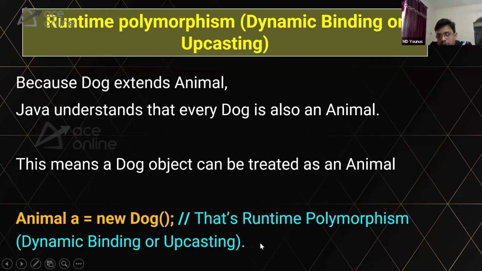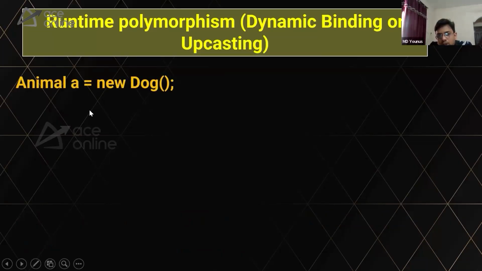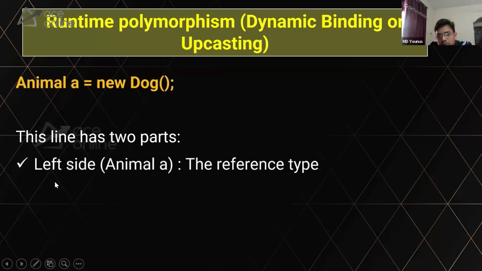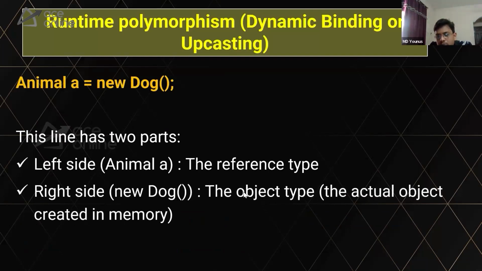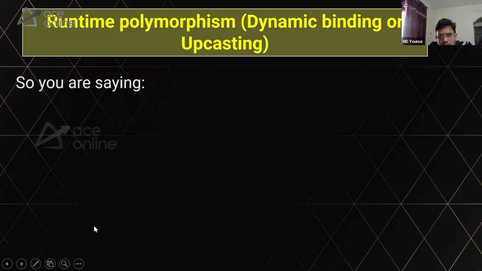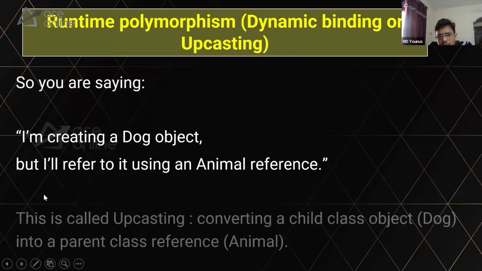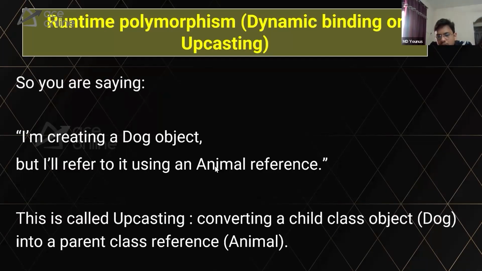Let's see what is the benefit of it. When I say Animal a = new Dog, this line has two parts. Left side, Animal a, which is the reference type. Right side, new Dog, the object type, the actual object created in memory. So with this line we got clarity that we are creating a dog object, but referred by the animal. This is called upcasting, because we are converting a child class object into the parent class reference.